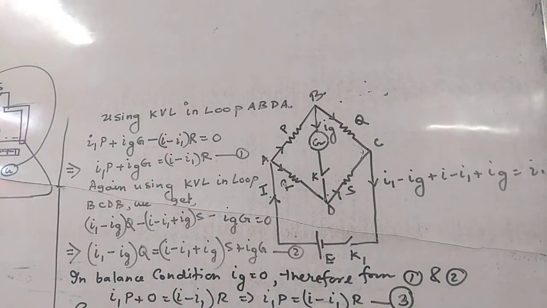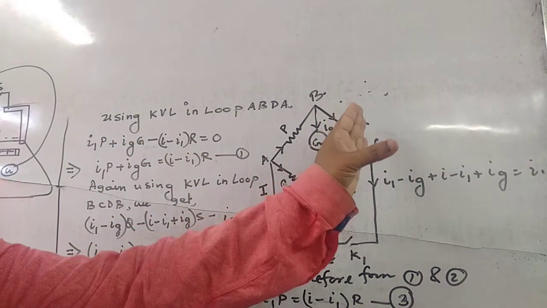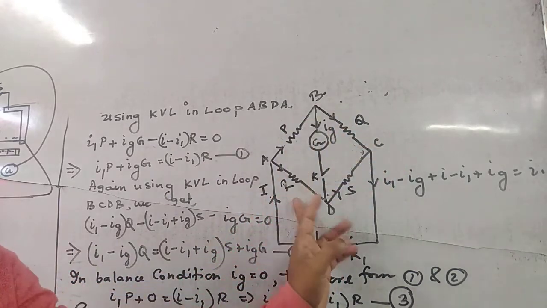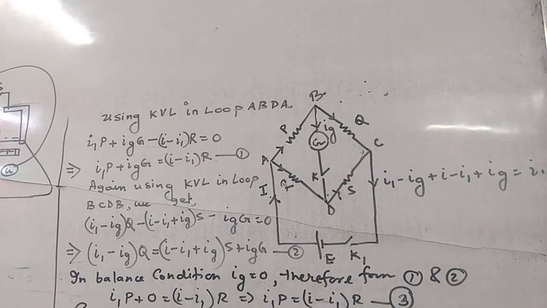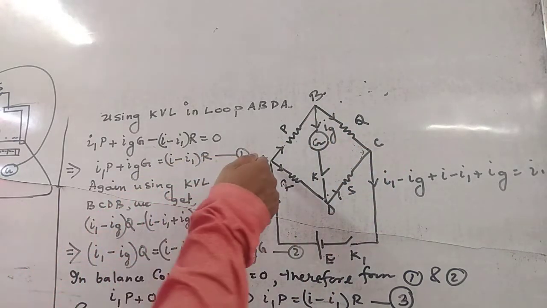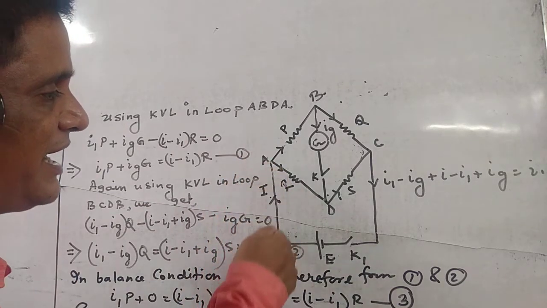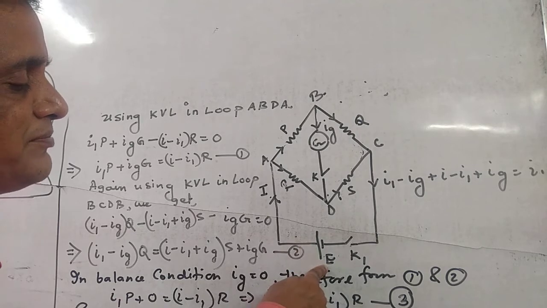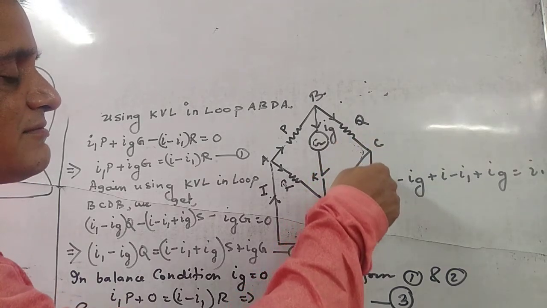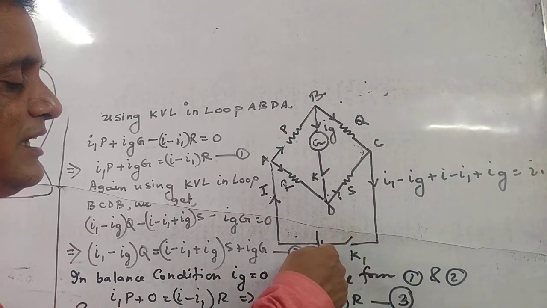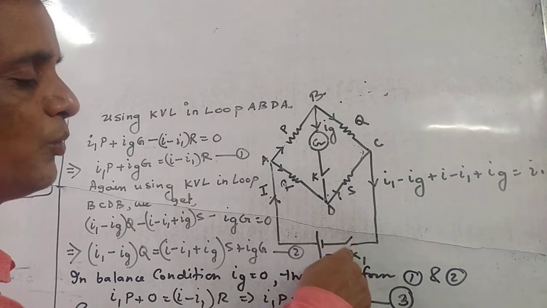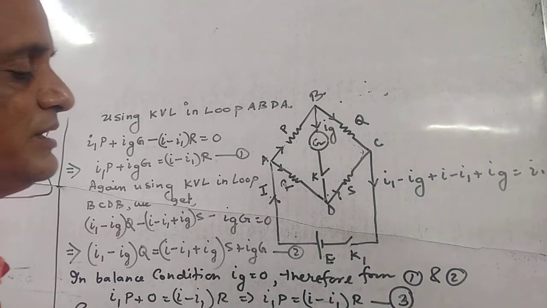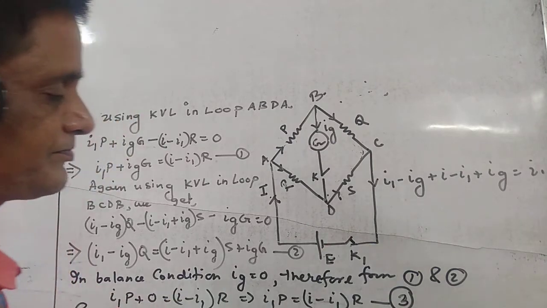Now, the main thing is that we have to prove it. The question will ask: state the Wheatstone Bridge principle and prove that P by Q equals R by S. How can you prove it? For that reason, we have connected this A with the positive terminal of the cell having EMF E, and the terminal C with the negative terminal of the cell, with the key K1.